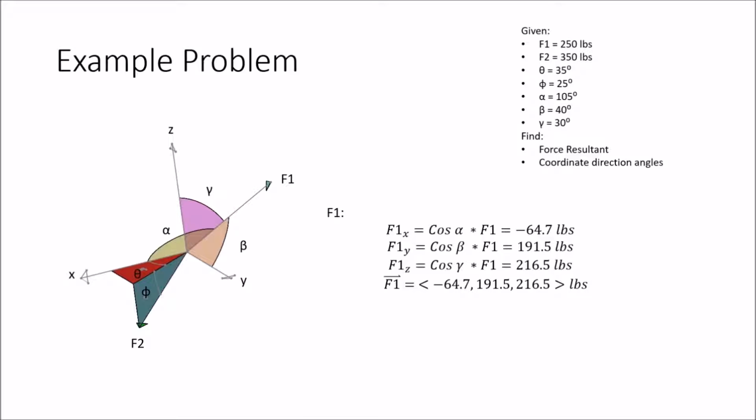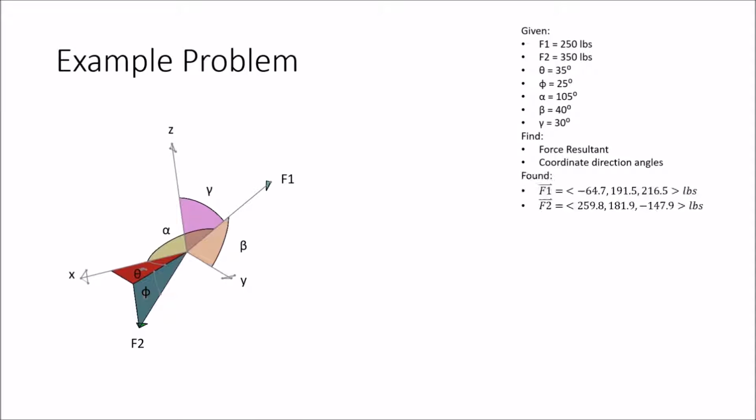Next, for force 2, we will use those two triangles. We have to find the hypotenuse of the red triangle, which is the cosine phi of the magnitude, in order to find our xy components by using the sine and cosine of theta. Then the height of the green triangle, sine phi, will be our z component.